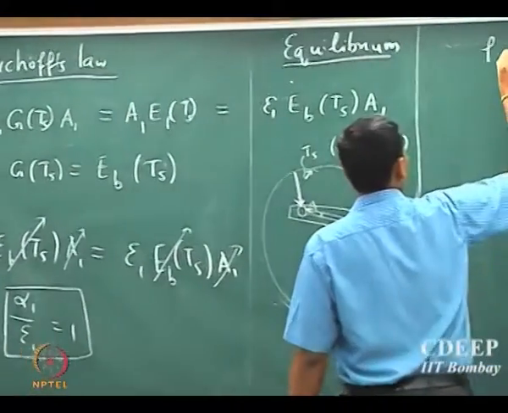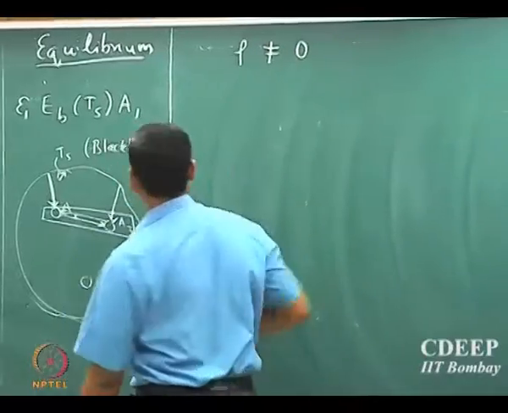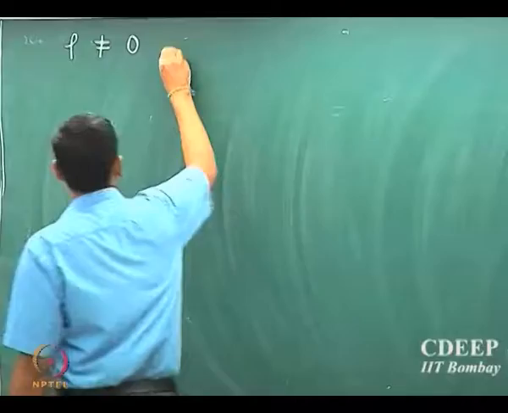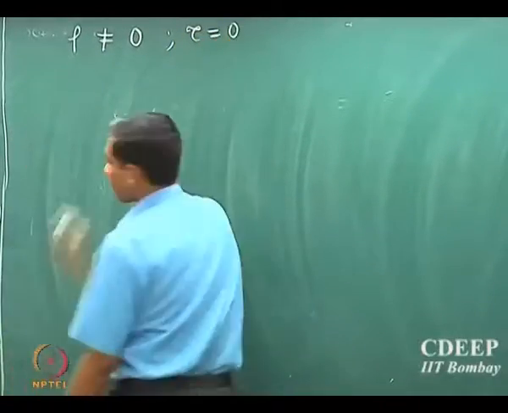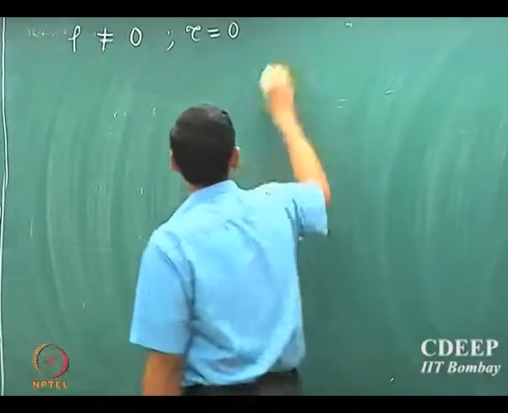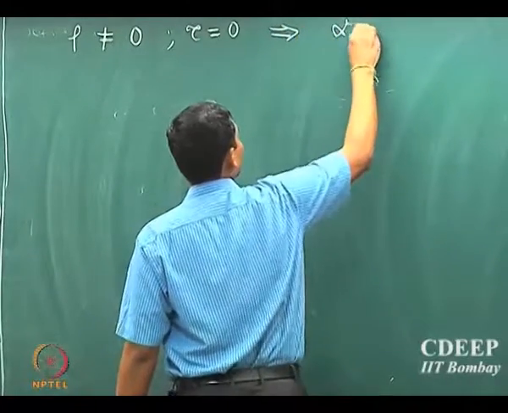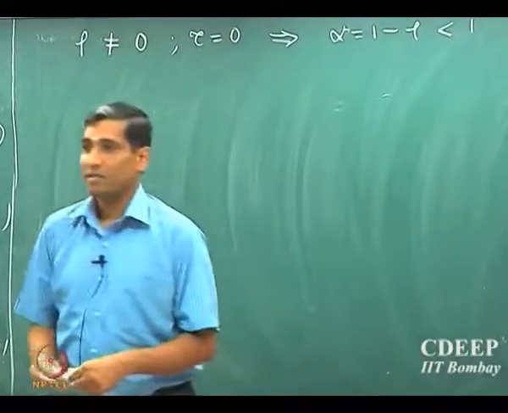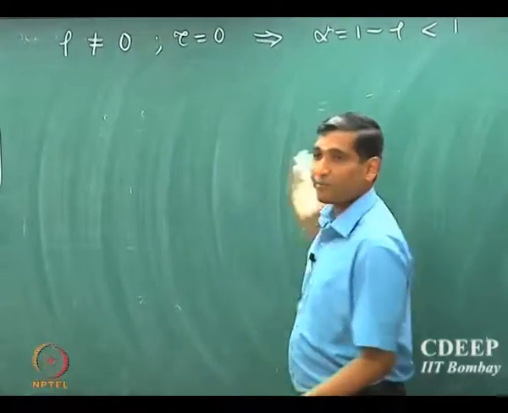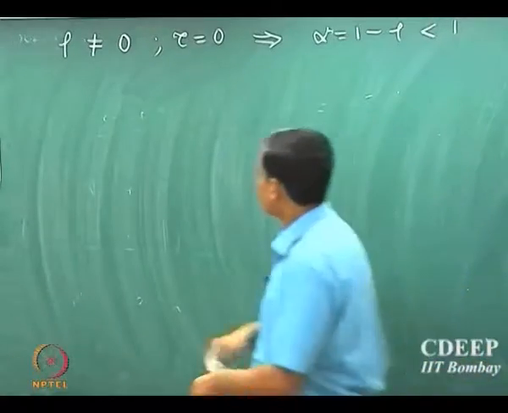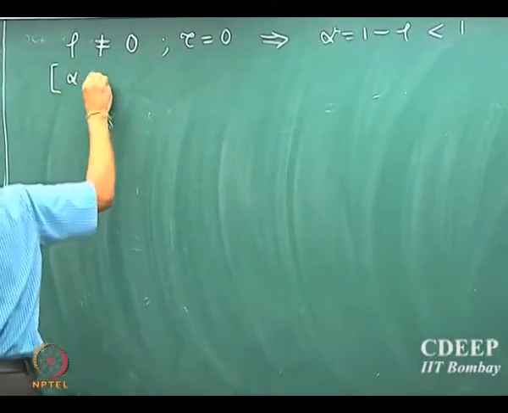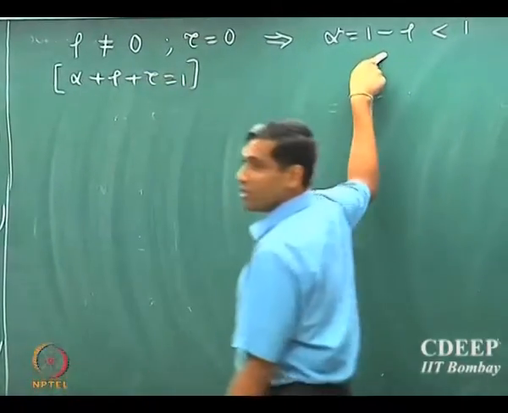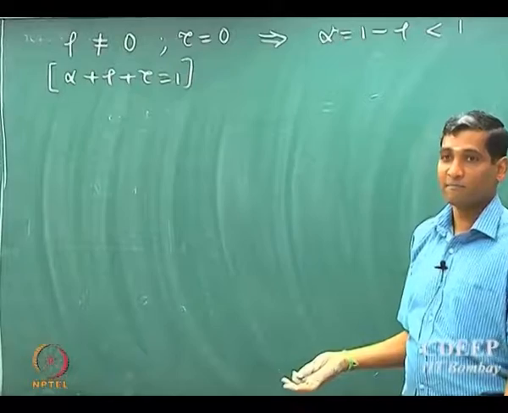So we said that the reflectivity is not 0, and we said that transmittivity is 0 because the object is opaque. Which means that alpha is 1 minus rho, which has to be less than 1, right. Because of the conservation property, alpha plus rho should be equal to 1. Note that the conservation property is alpha plus rho plus tau equal to 1. So from the conservation rule, alpha has to be less than 1, okay.